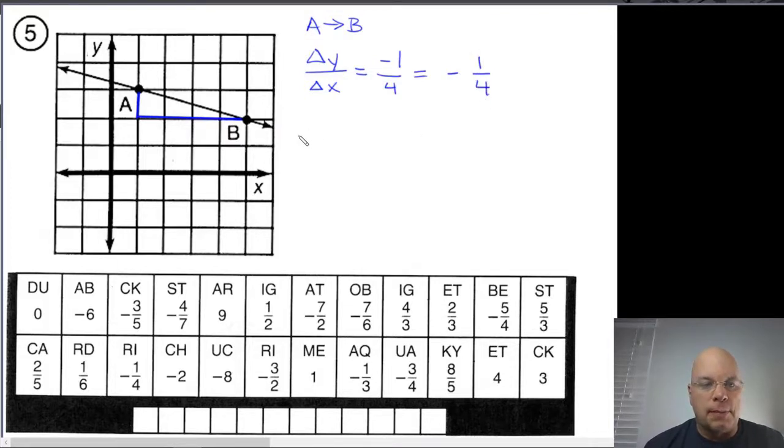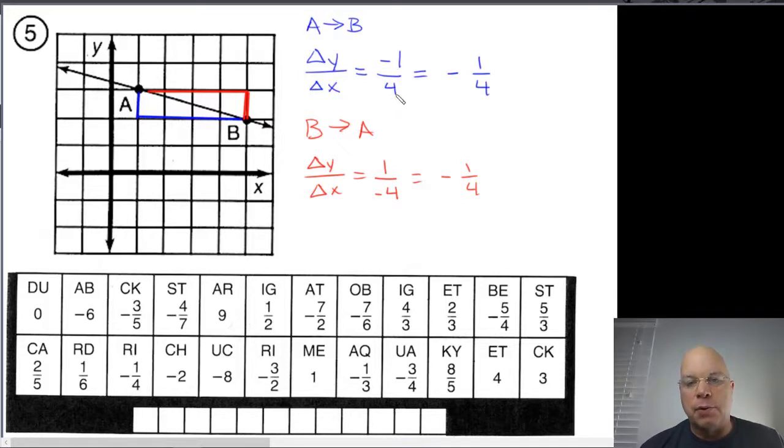If I had chosen to go from B to A instead, it would be a vertical change of +1, because I went up 1, and 4 to the left, so -4, which is also a ratio of -1/4. Remember, negative divided by positive is negative, positive divided by negative is negative, and so if either your numerator or denominator is negative but not both, you can just represent that ratio as a negative fraction.